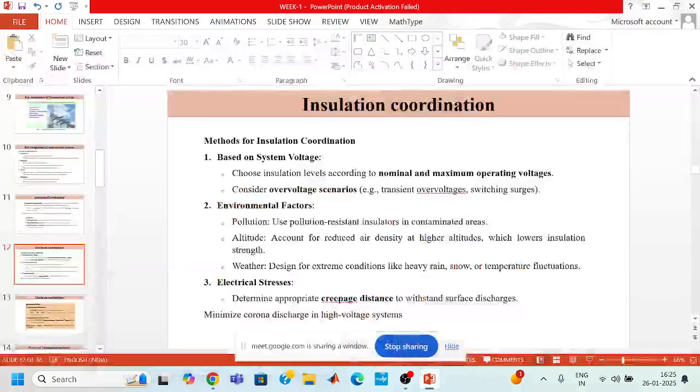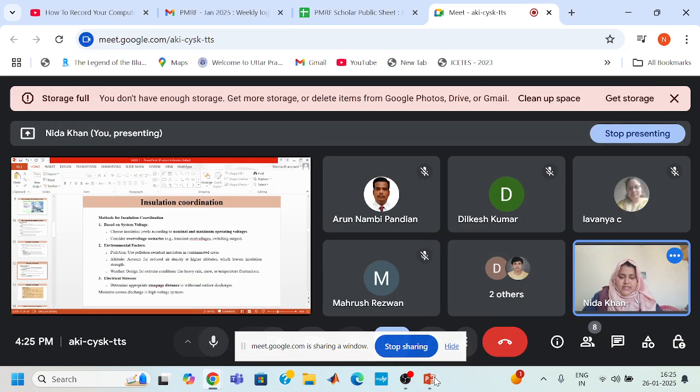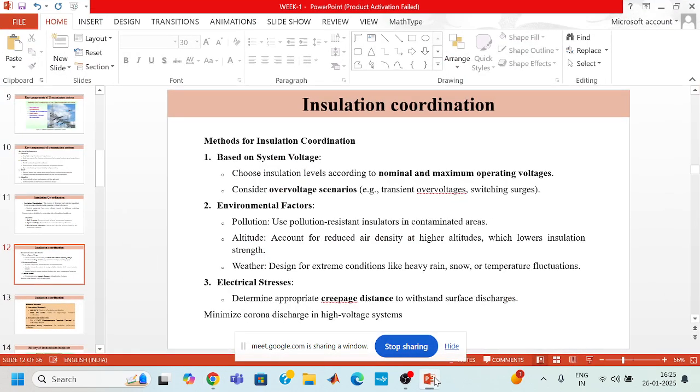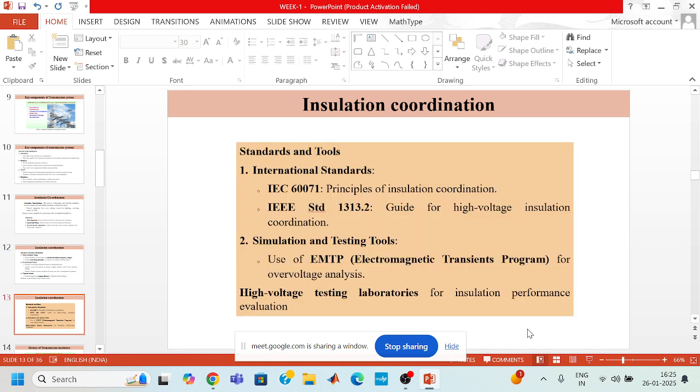So creepage distance is the distance from the surface of the insulators to the conducting parts of the material. It is determined to select an appropriate creepage distance to withstand surface discharges, and it also minimizes the corona discharge in high voltage systems.